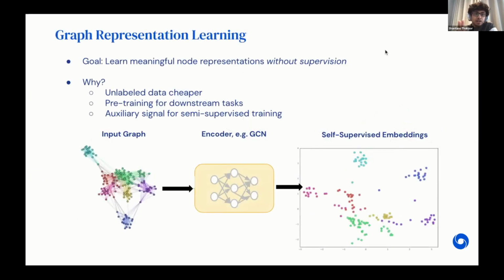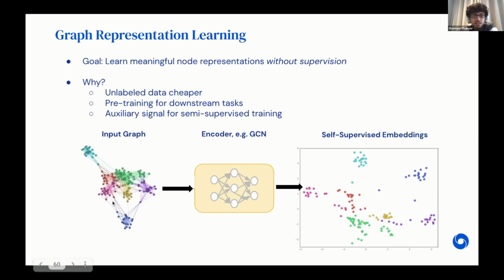Okay, so now that we know what graphs are and what graph neural networks look like, what is our goal? So again, our goal is to learn meaningful representations. And here we focus on node representations without any kind of supervision. The reason we want to do so is, especially for graphs, unlabeled data is very, very cheap compared to labels for graphs. And you can use this to pre-train, say, some GCN for a very wide range of downstream tasks. And even when you have labels, it can be useful to have this auxiliary signal for semi-supervised learning.